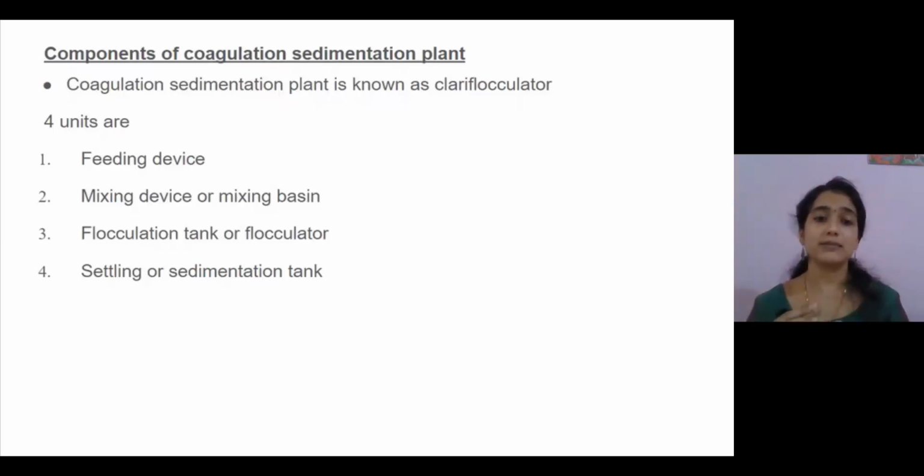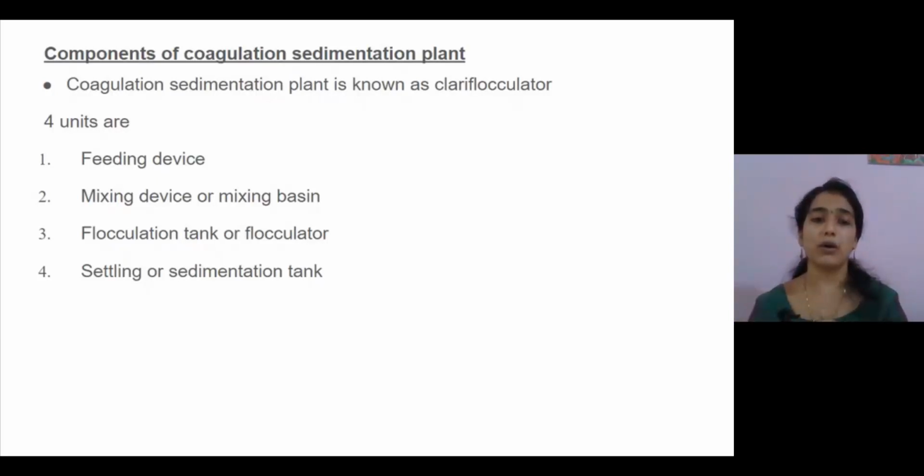Then the second device, that is mixing device. We have to distribute these coagulant particles all over uniformly into the water body. So we have to use the mixing device. Third one, the flocculation tanks or flocculator. We have to allow some area to form the flock. That is, these flocks are settled in the sedimentation tank. This flock formation is done at a low velocity in a controlled manner. That is, we have to use a flocculation unit or a flocculator for forming the flocks.